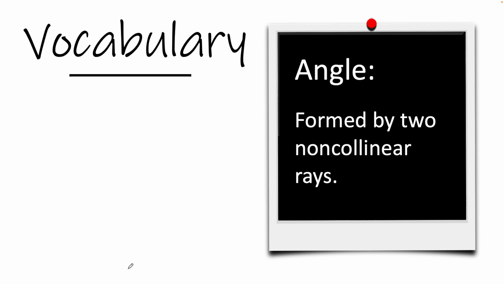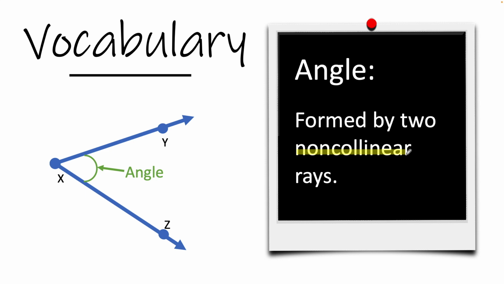An angle is formed by two non-collinear rays. And do you remember we learned that term non-collinear in a previous lesson? It just means not on the same line. So here we have two non-collinear rays, and you'll see that between them is an angle. And the rays then become what we call the sides. And the point that they share, that's called the vertex.